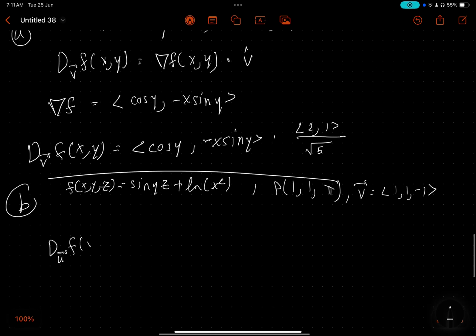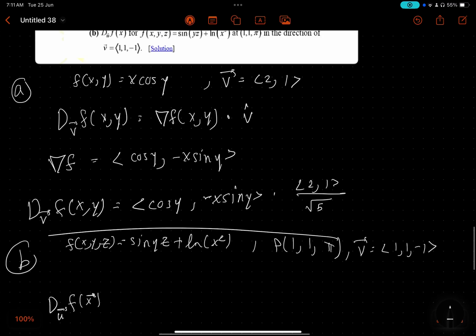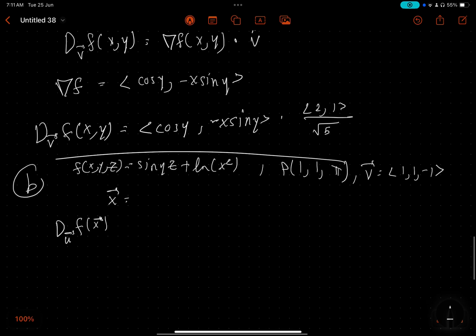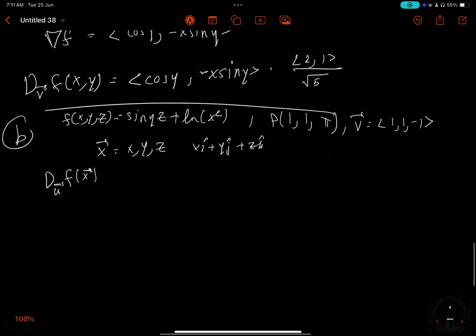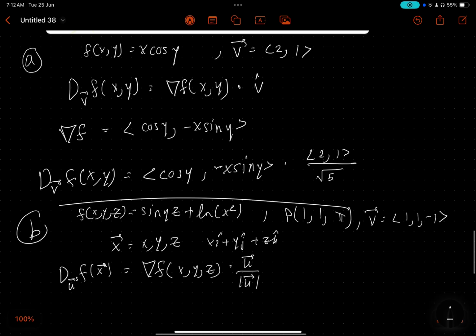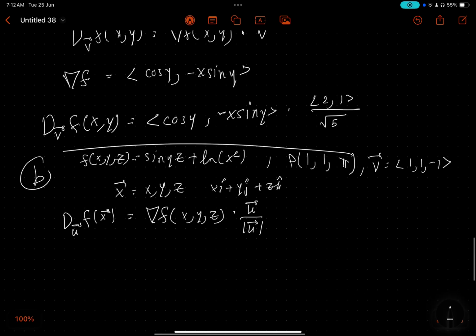f of, oh, that's a different notation, vector x. Okay, so basically, I think vector x here is just x, y, z, or we can say x i plus y j plus z k, maybe. Yeah, I think this is the same notation, so I'm just using the definition: the gradient of f of x, y, z multiplied by, let's write it this way, again the unit vector of v. Okay.